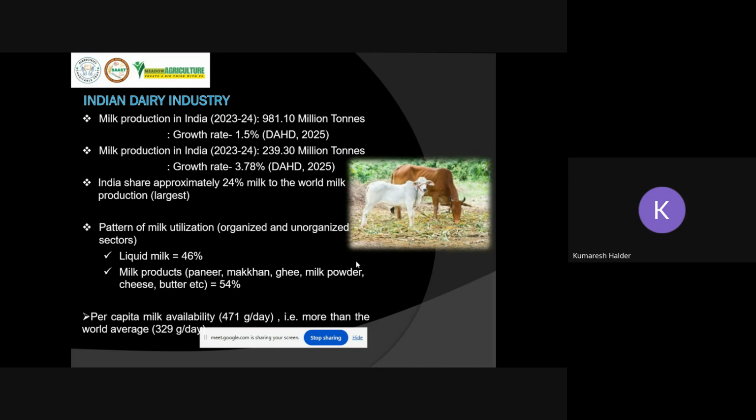World milk production is around 981 million tons, and the growth rate is around 1.5%. India's situation is quite impressive. India is the largest milk producer in the world, its growth rate is around 3.78%, and total milk production is around 239.30 million tons. This is the data from 2 years back, so now we have already crossed 250 million tons.